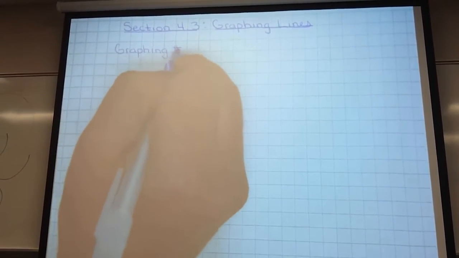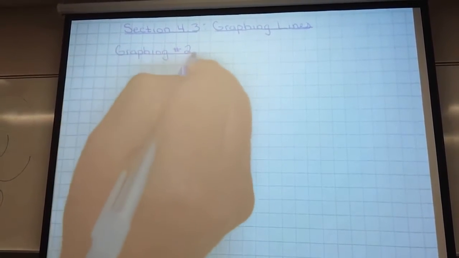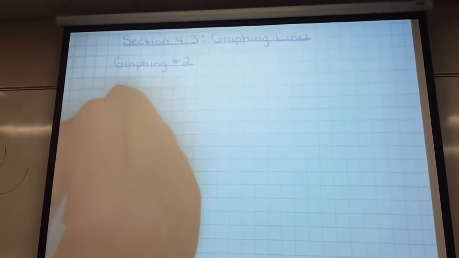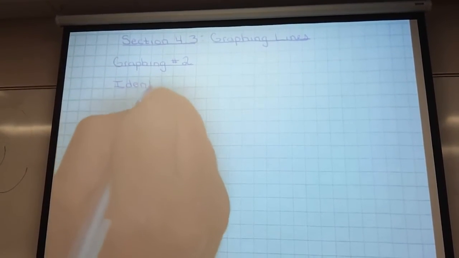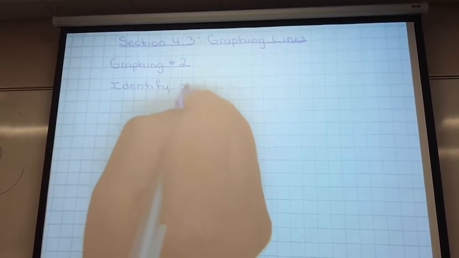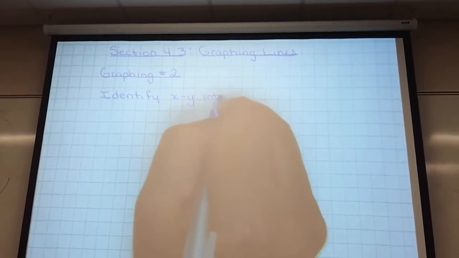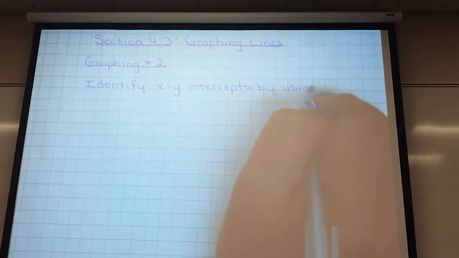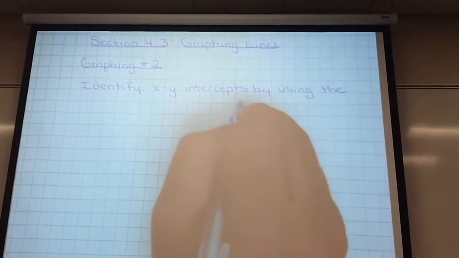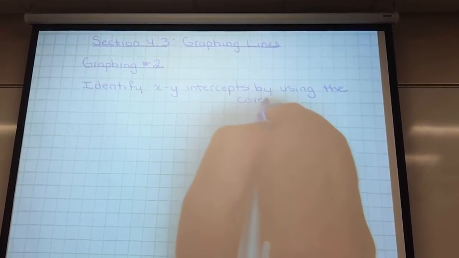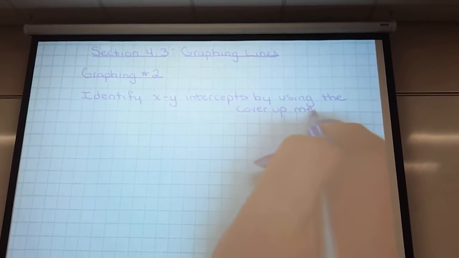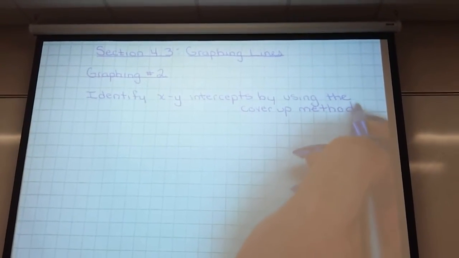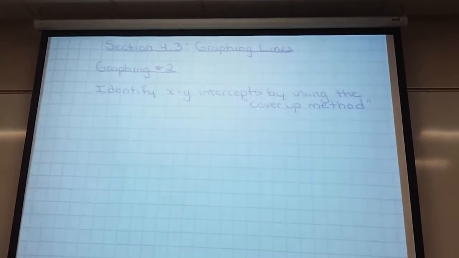Graphing number 2. This is the second way to graph. Identify x, y intercepts. And remember, that just means the point is on those axes. Identify the x, y intercepts by using the cover-up method. Easily. By using the cover-up method.